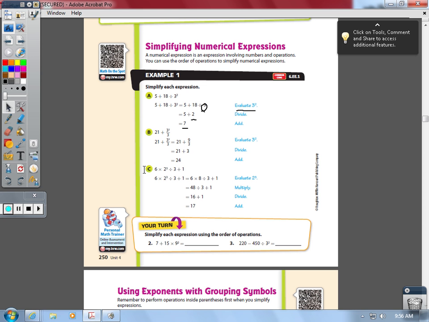Then our last example, C, we have 6 times 2 cubed divided by 3 plus 1. So the first step is to evaluate 2 cubed, and 2 cubed is 2 times 2 is 4 times 2 is 8. So we have 6 times 8 divided by 3 plus 1. The next thing that we have to do is multiply or divide starting from left to right. So 6 times 8 is 48 divided by 3 plus 1. The next step we divide. 48 divided by 3 is 16 plus 1. 16 plus 1 is 17.